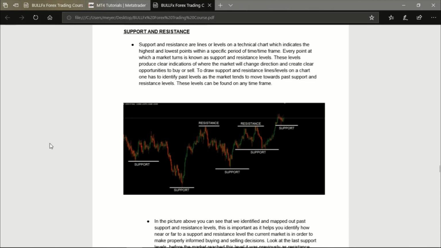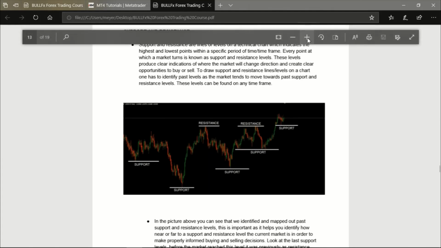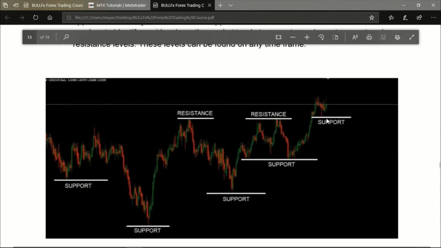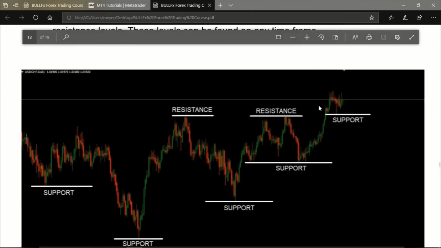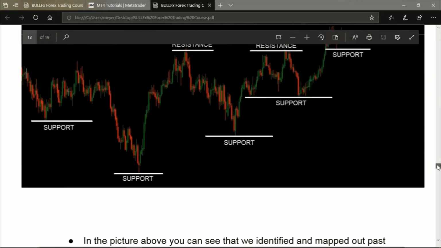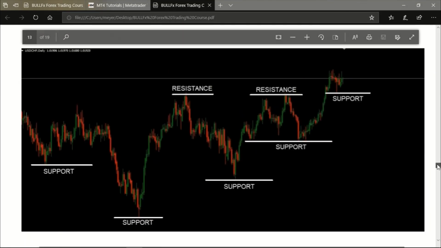To draw support and resistance lines or levels on a chart, one has to identify past levels, as the market tends to move towards past support and resistance levels. These levels can be found on any time frame. So as we zoom in to the picture that we have below, I can actually show you various support and resistance levels on this candlestick chart.